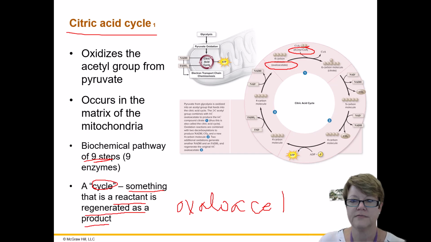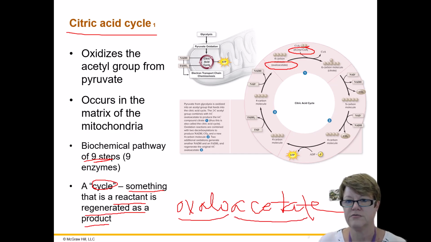Oxaloacetate. When you're thinking about how to pronounce these, just go very slow and kind of break it up into multiple words. My advice would be just to emphasize every syllable evenly as you're starting to learn it, and that usually works pretty well if you can't tell where the emphasis might be. But oxaloacetate is already there in the matrix of the mitochondrion.